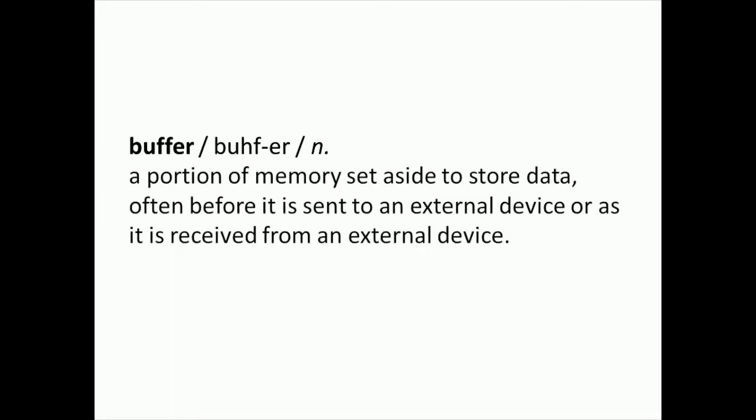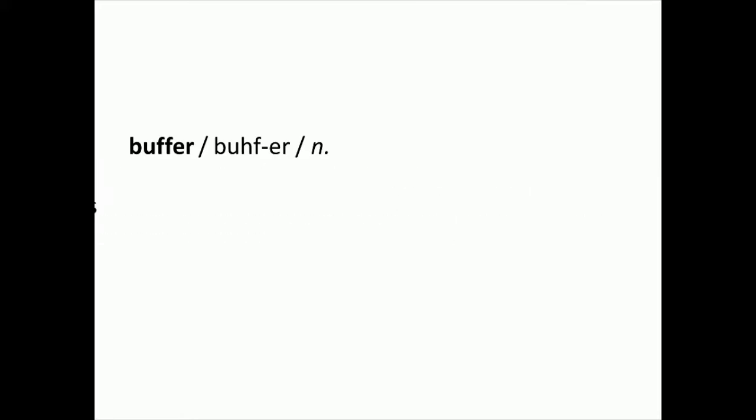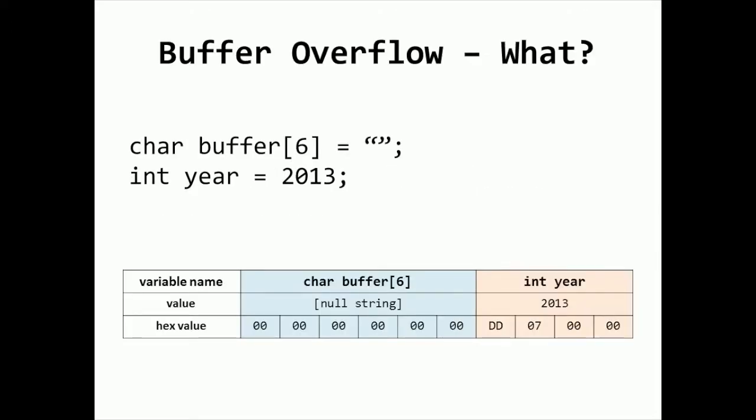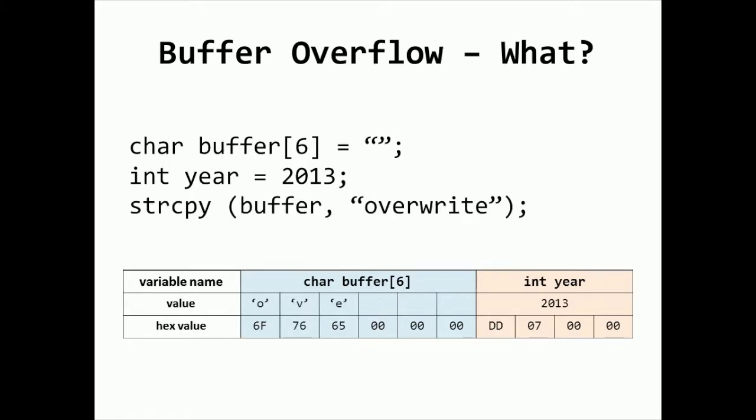According to Wiktionary, a buffer is a portion of memory set aside to store data, often before it is sent to an external device or as it is received from an external device. In this video, our definition is a bit more specific. We're talking about a C-style string or a null-terminated char array that is used to receive keyboard input. The term buffer overflow refers to writing data to a buffer where the size of the data exceeds the boundaries of the buffer, causing the memory adjacent to the buffer to be overwritten.